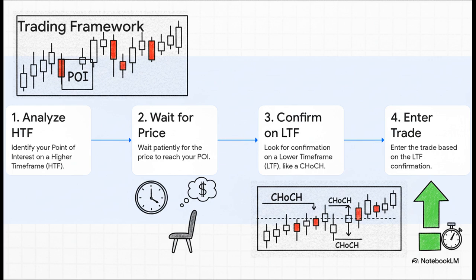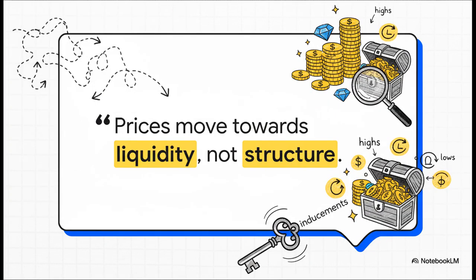You wait patiently for the price to come to you. 3, when it finally gets to your zone, you drop down to a lower time frame and look for a confirmation signal, like a CHOCH. And finally, 4, only then do you act. And this right here, this is the golden rule that ties it all together.